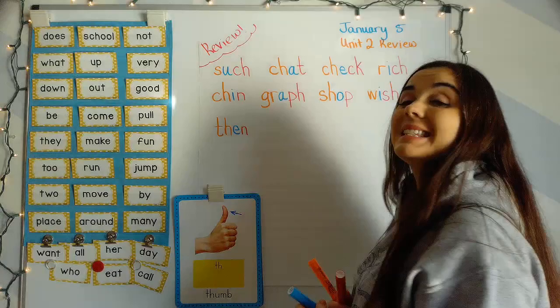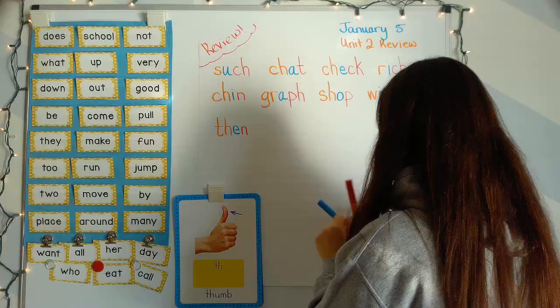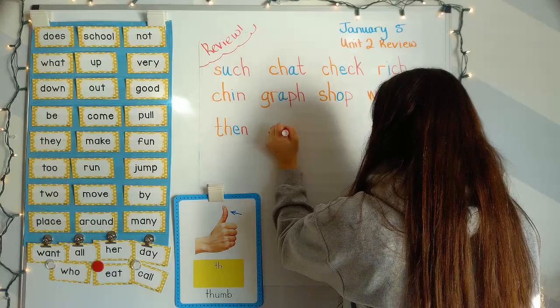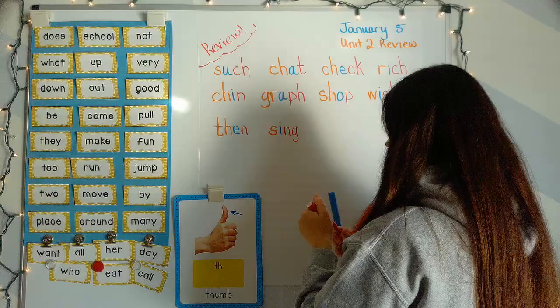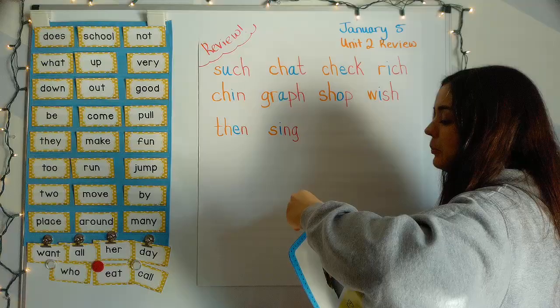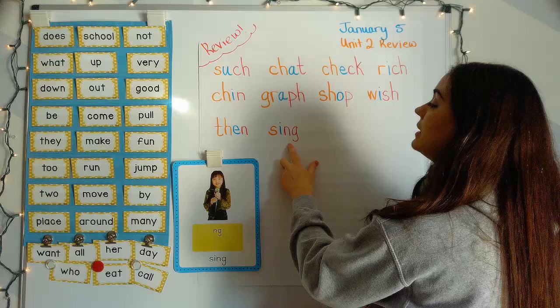Next word, sing, your turn. S, I, ng, sing. S says s. I says i. And G, ng. So sing is using the NG, which is the sing card. Now NG is probably the easier digraph, is what they're called, to sound out, because in the ng sound, you could hear ng.